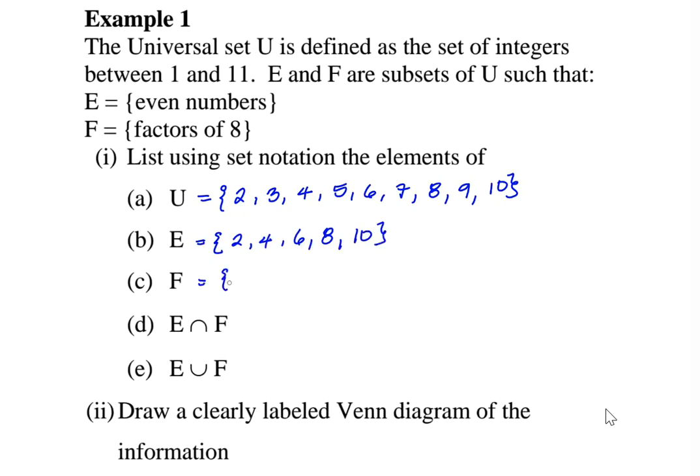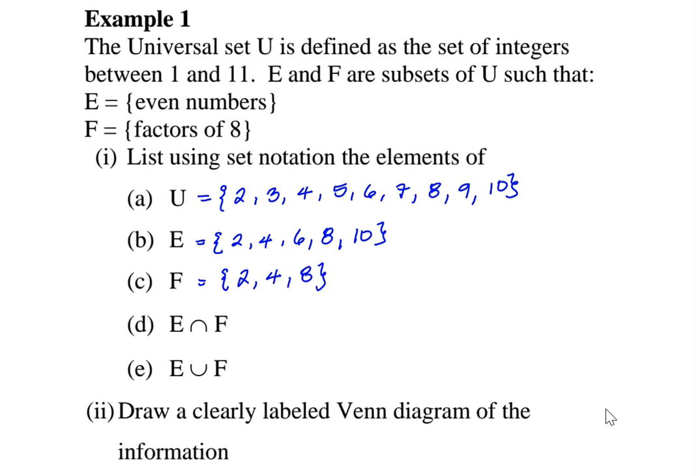F is the set of factors of 8. So the factors of 8 are all numbers that can go into 8 without a remainder. So those would be 2, 4, and 8. 2, 4, and 8 are the factors of 8 between 1 and 11.